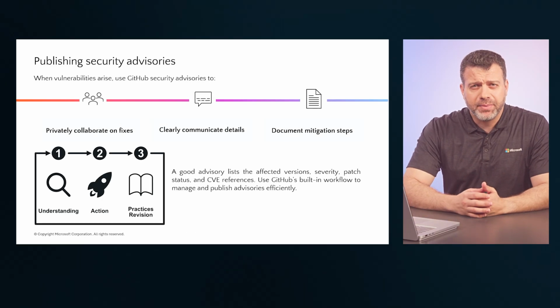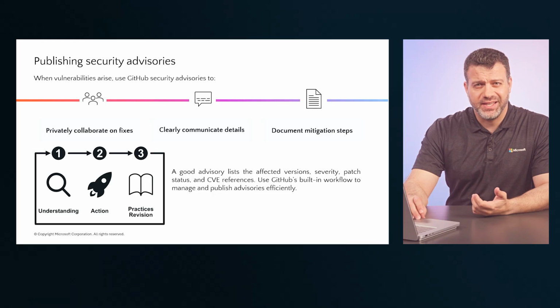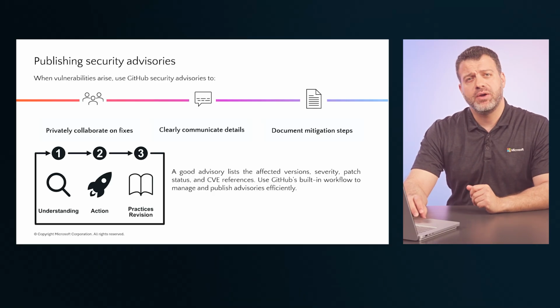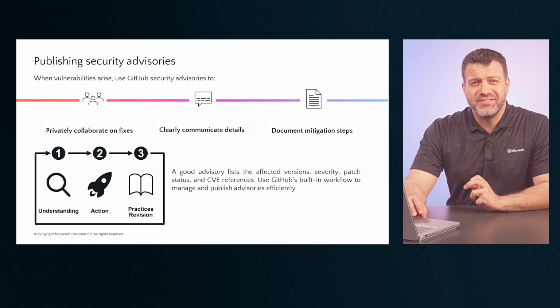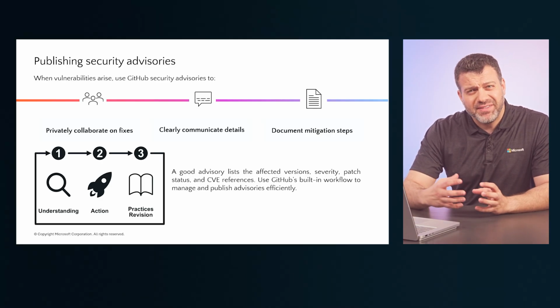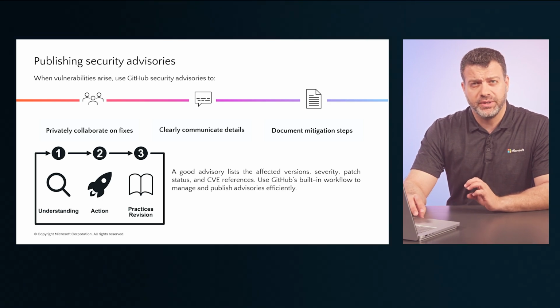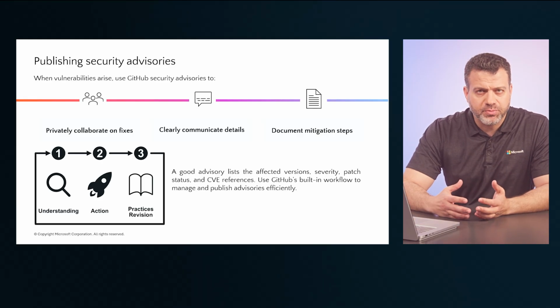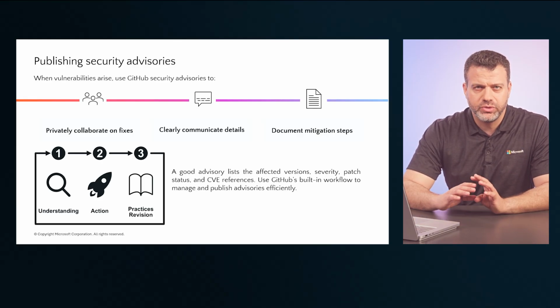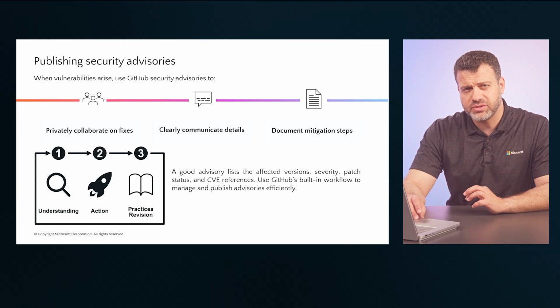Let's talk about what happens when a vulnerability is discovered. It's not just about fixing it. It's about handling it the right way. That's where GitHub Security Advisories come in. They give teams a way to privately report, discuss a fix, and then publish vulnerabilities in a controlled way. First, everything starts privately. No public issues, no exposure. This gives teams time to investigate and fix problems without tipping off attackers.